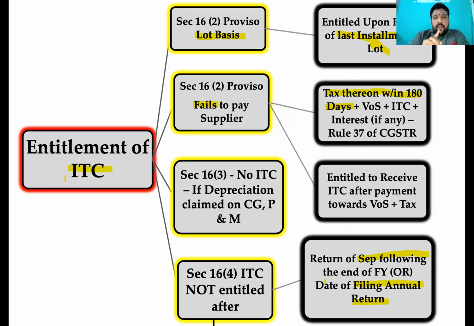Followed by 16(4), the time limit. As far as the time limit is concerned, ITC is to be claimed before filing the September return of the subsequent financial year or filing of the annual return. If any ITC of that year is missed out, generally they will claim that month's credit in that month. If somebody misses it next year, before filing the September or annual return of these two, whichever is earlier, either the benefit of depreciation can be enjoyed by a person on the tax portion, the GST portion, or the benefit of ITC. Both are mutually exclusive.